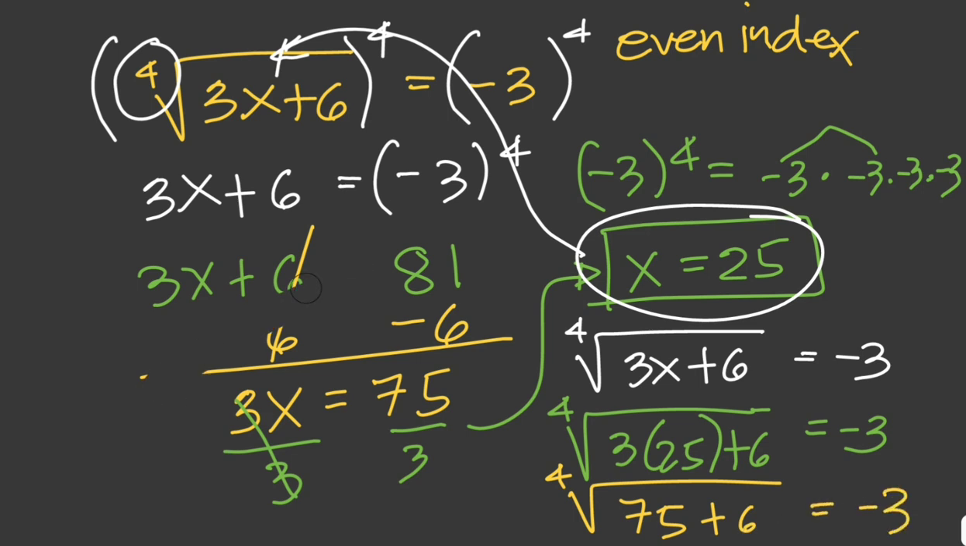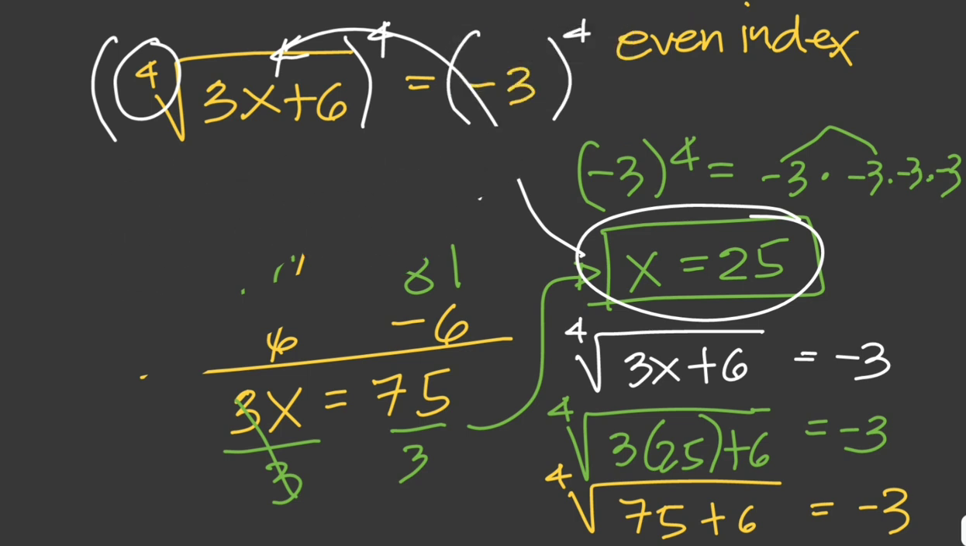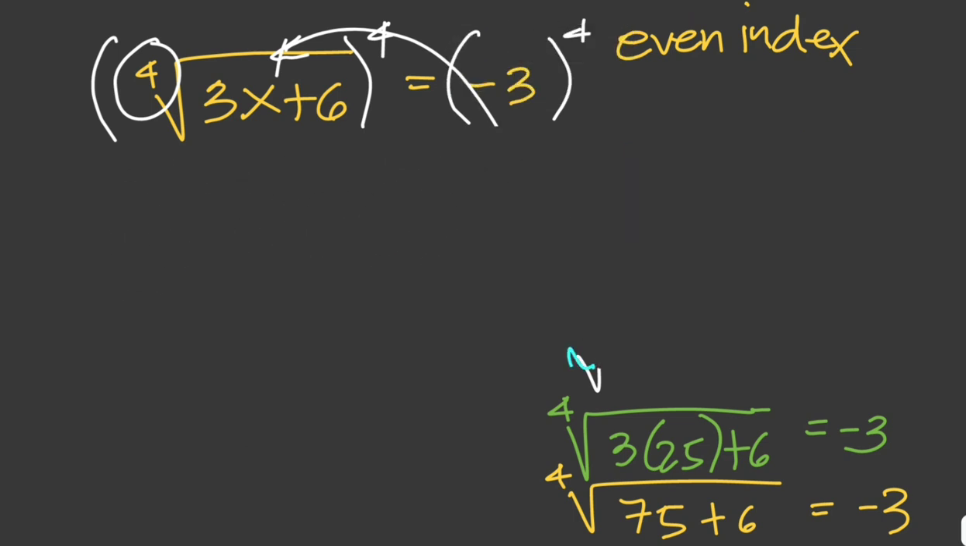Let me delete this. Okay. And then we have the fourth root of 75 plus 6. So this is the fourth root of 81 equals negative 3.